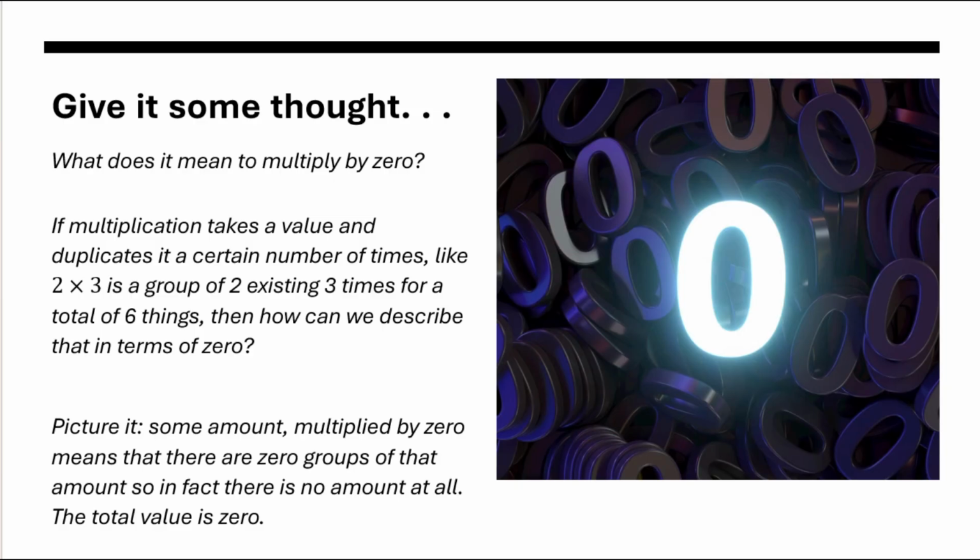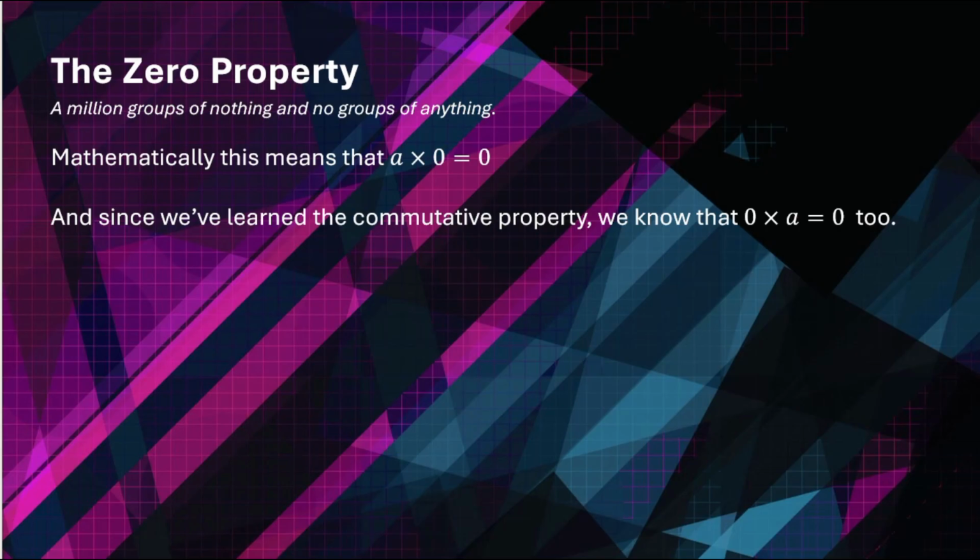Okay? So the zero property, short and sweet, to the point, is that a times 0 is always going to equal 0. And since we've learned the commutative property from our last video, we know that 0 times a equals 0 is also a true statement. All right, so those are our 3 additional properties of real numbers.